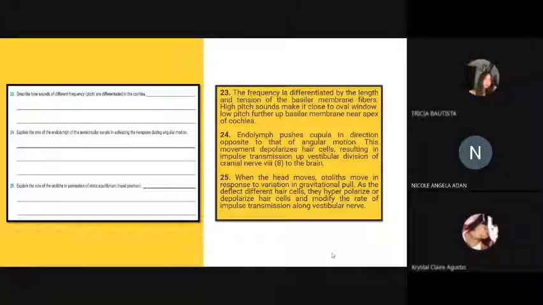Number 25, explain the role of the otoliths in perception of static equilibrium, the head position. When the head moves, otoliths move in response to variation in gravitational pull. As they deflect different hair cells, they hyperpolarize or depolarize hair cells and modify the rate of impulse transmission along the vestibular nerve.